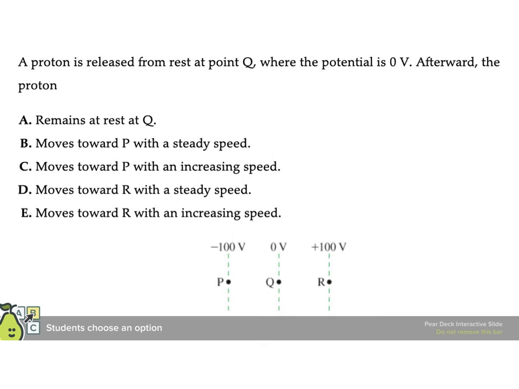We, of course, know that positive charges flow down potential gradients because they want to have lower potential energies. So it will move towards P. It's a little trickier to say, will it get faster or move at a steady rate? It will increase because there's a force on it between these two points, which means there's an acceleration, so it will have increasing speed.